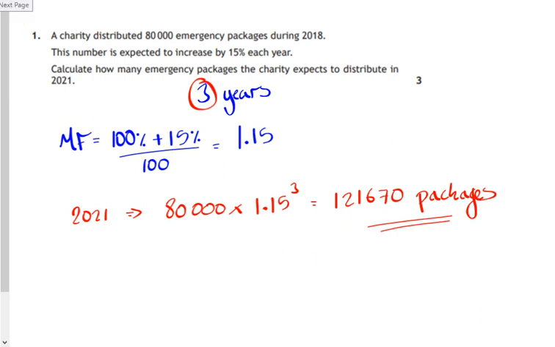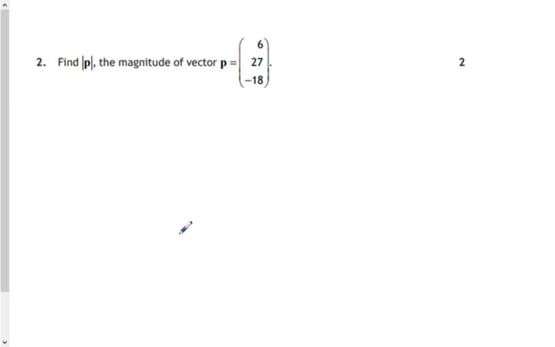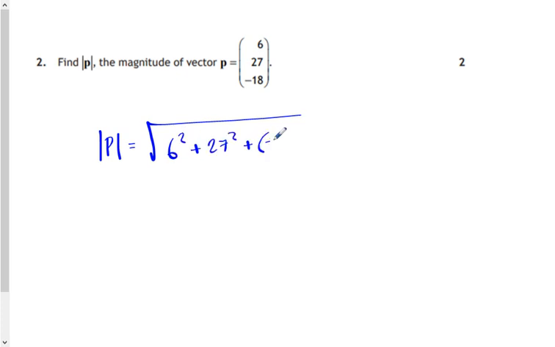Okay. Moving on to question 2. Find p bar, the magnitude of the vector p, 6, 27, and negative 18. So the magnitude of vector p there is going to be the square root of each of these terms squared. 6 squared plus 27 squared plus negative 18 squared.